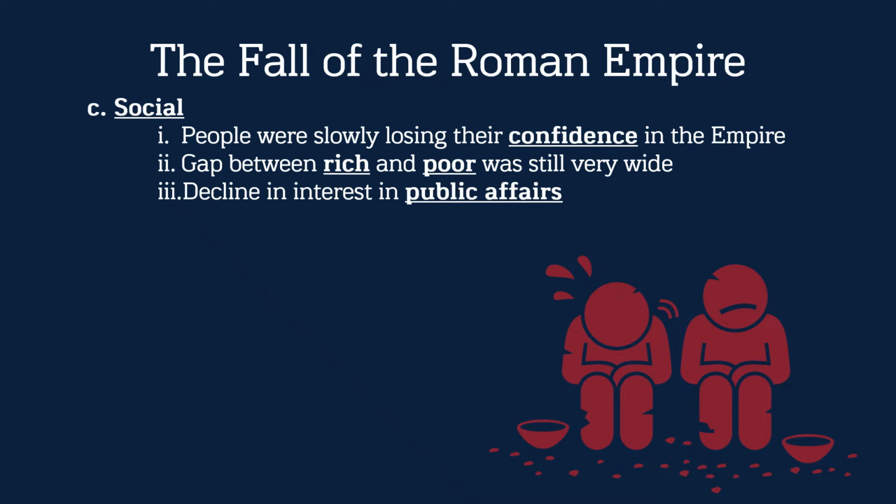Now, social issues. People are losing confidence in the empire, especially as you're farther and farther away from Rome. There's a huge wealth gap between the rich and the poor, and people are just not caring about the public affairs of the emperor and the empire like they were previously.